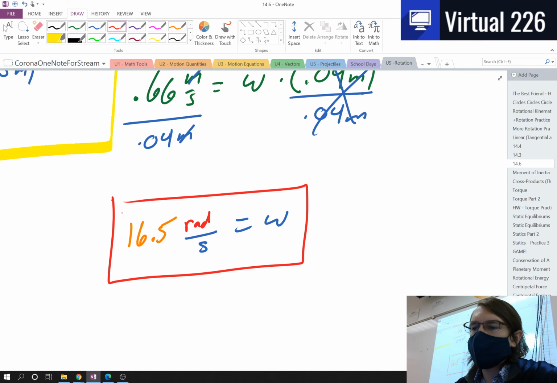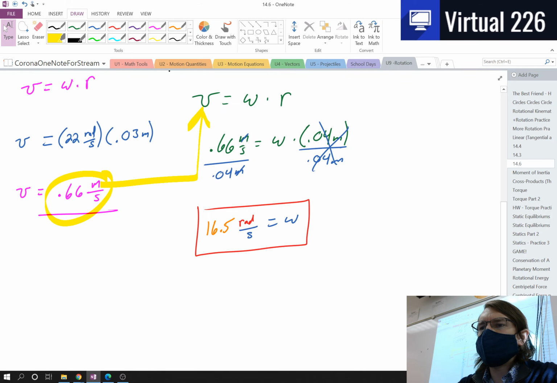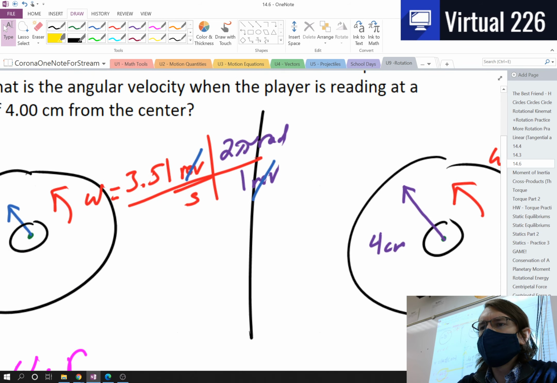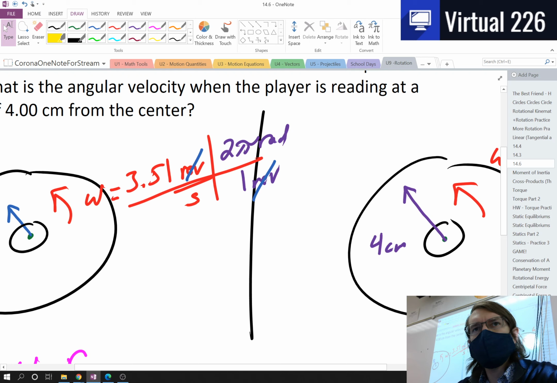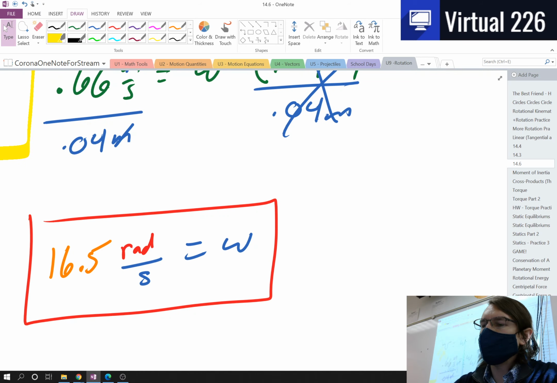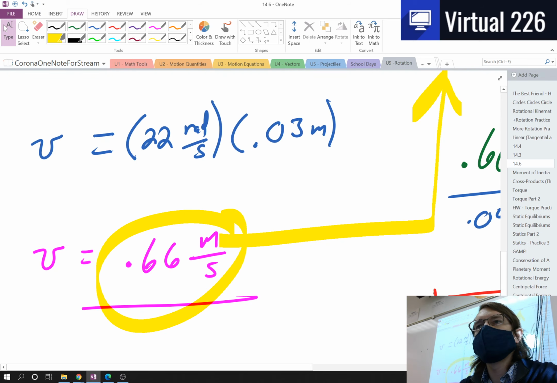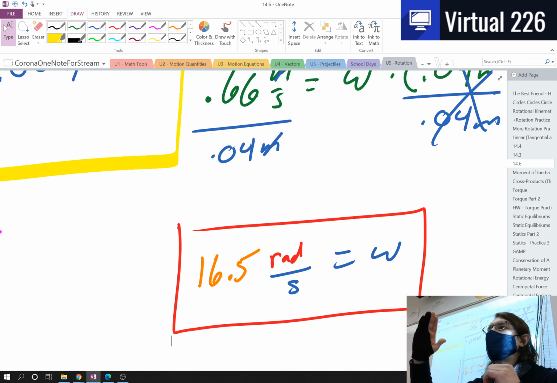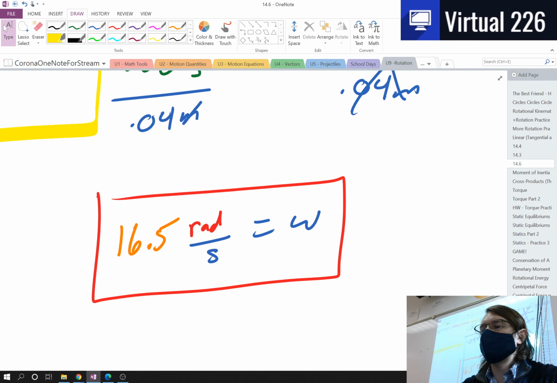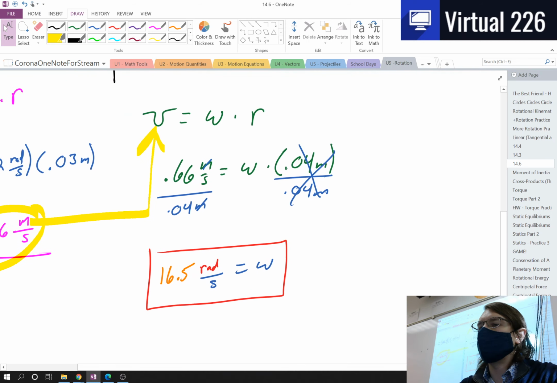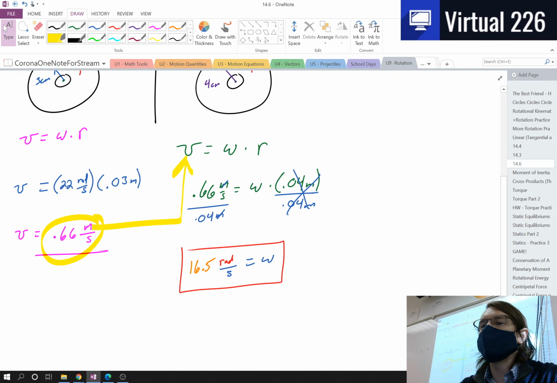Now, you might be looking at that and saying, hey, 16.5, that's greater than the 3.51 we had in the beginning. Did we mess up? You said it was going to slow down. No, we didn't mess up. Recall, this is in radians per second, 16.5. The radian per second value we solved for was 22. So indeed, whenever we moved further out on that disk where things were rotating faster, we slowed down our angular rotation, our angular velocity to 16.5, and that kept the linear velocity constant at 0.66.